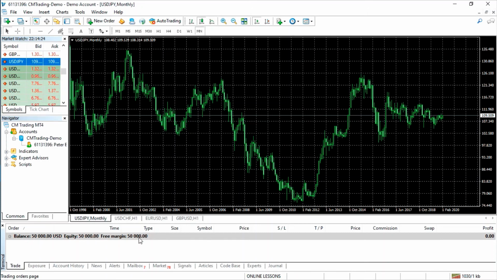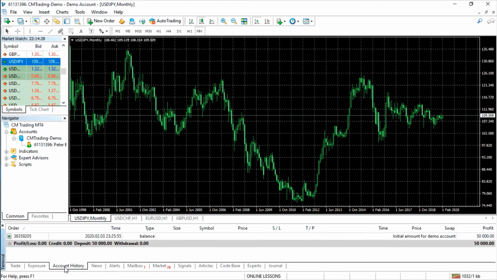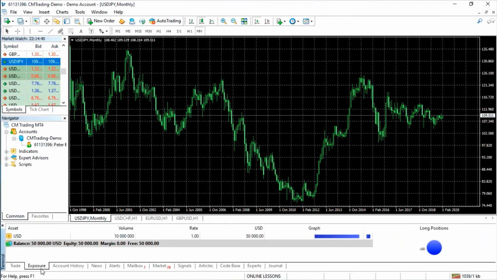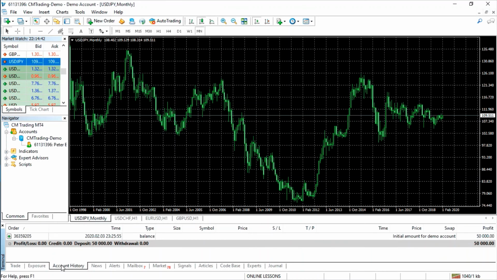The other thing you need to understand is the account history. Basically, this will show you all the trades that you've executed, all the trades that you've taken before. Then we have the exposure. It's not that important for now. For the account history, I'd recommend that you use your phone to check it.